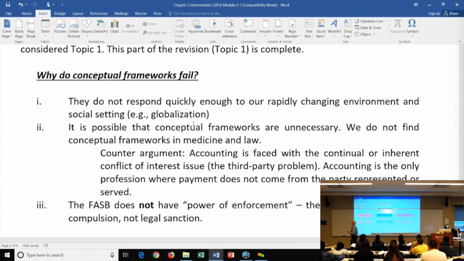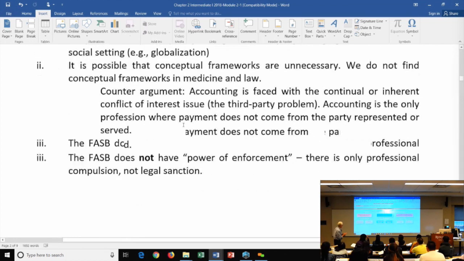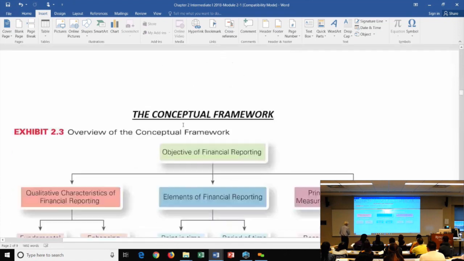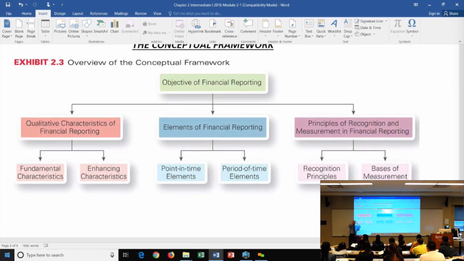So we have to make sure that whatever we do in accounting meets the objectives of financial reporting, which we will discuss. Then we want to look at the qualitative characteristics, and this gets very fuzzy. Lots of theories, you've got to pull it together. But what are the qualitative characteristics? There are fundamental and enhancing characteristics which we'll look at. We'll also deal with the elements of financial statements, point in time, period of time, and then we'll look at the recognition and measurement principles.